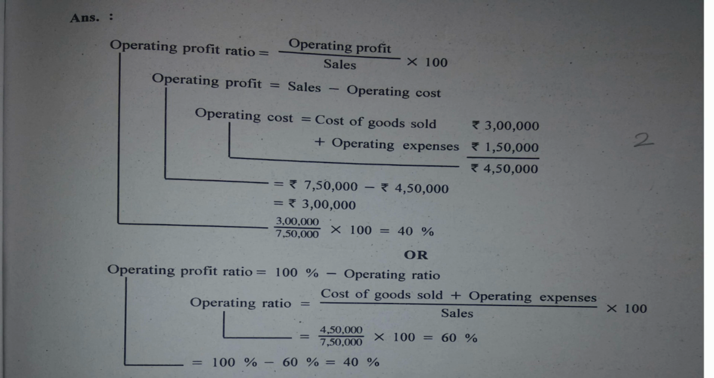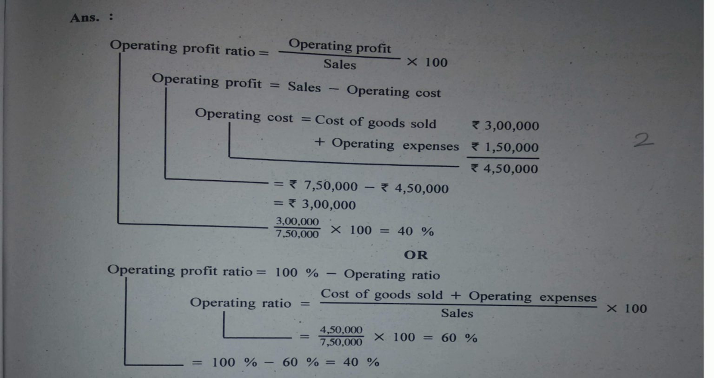Finally, if you substitute all the figures in the formula, operating profit 3 lakh upon 7,50,000, which is sales, into 100 gives you 40%. 40% is the answer for operating profit ratio.